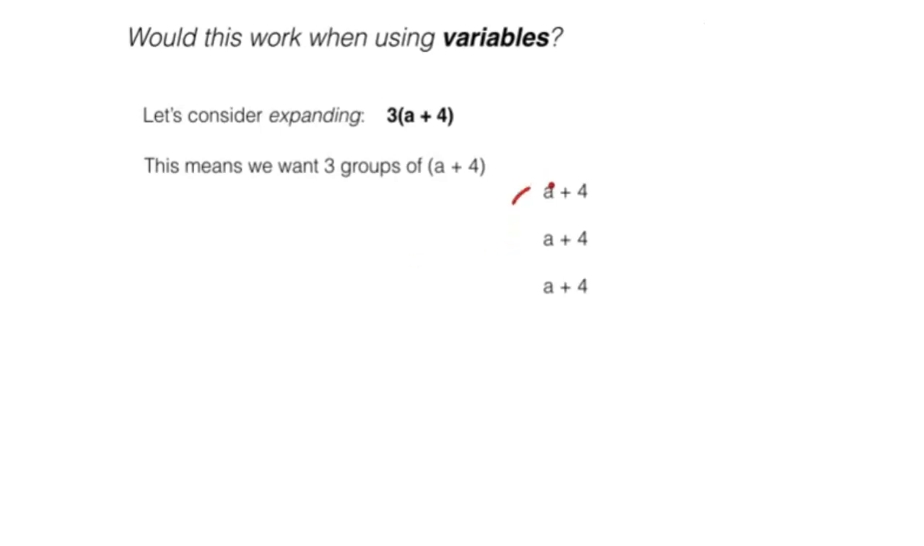And here I've got my 3 lots of a. And I can see that's 3 multiplied by a. Now I've got my 3 lots of 4, which is 3 multiplied by positive 4. So we can see, in essence, when we've got our 3 multiplied by a, we've got 3a, and our 3 multiplied by 4, we've got our positive 12.